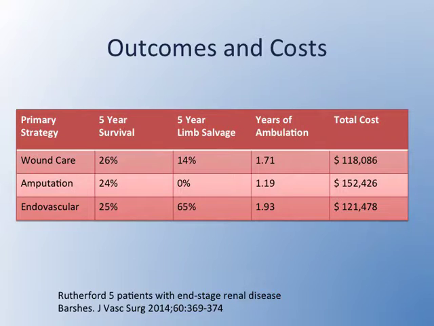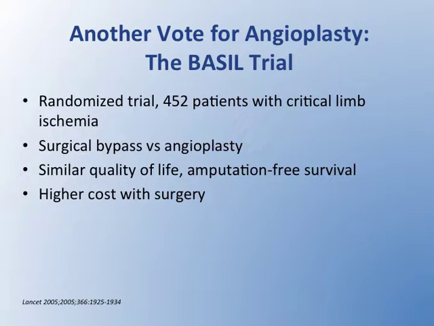And then if you look at the far right column, you can see the striking finding, which is that the total cost was most expensive with amputation as the primary strategy, with wound care and endovascular being comparable.